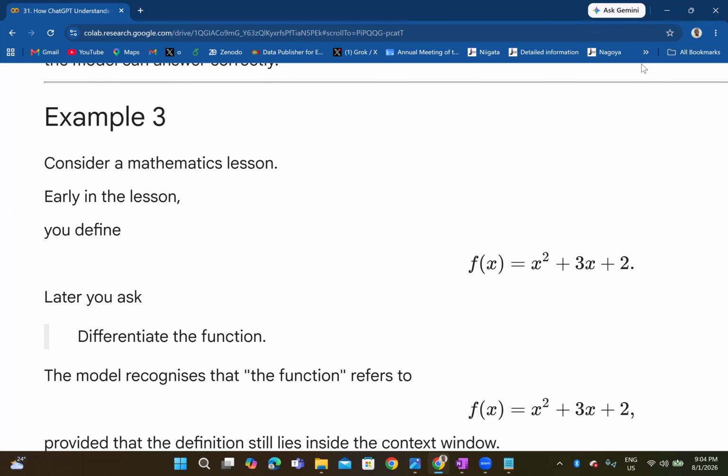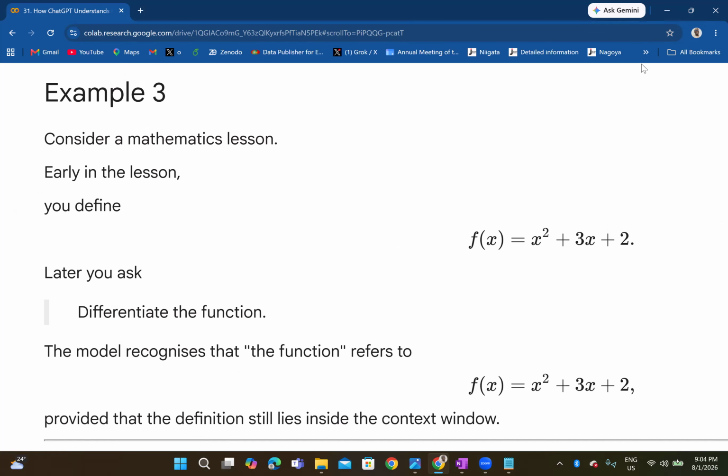And then it can correctly tell you which one you mentioned first. Now in example three, consider a mathematics lesson. Earlier in the lesson, you define f(x) = x² + 3x + 2. Later you ask, differentiate the function. The model recognizes that the function refers to f(x) = x² + 3x + 2, provided that the definition still lies inside the same context window.